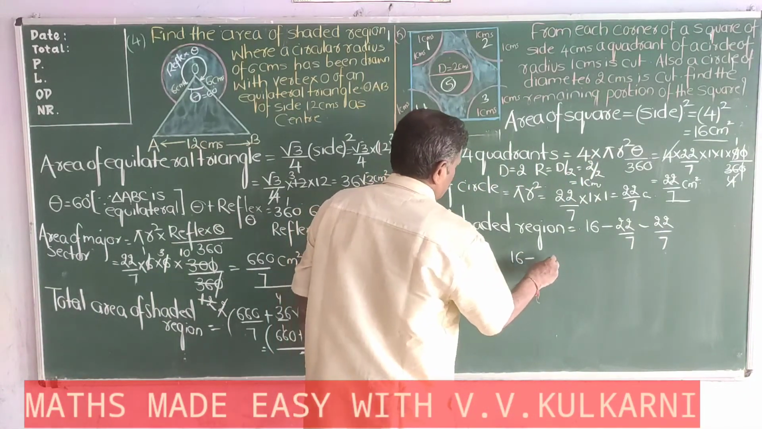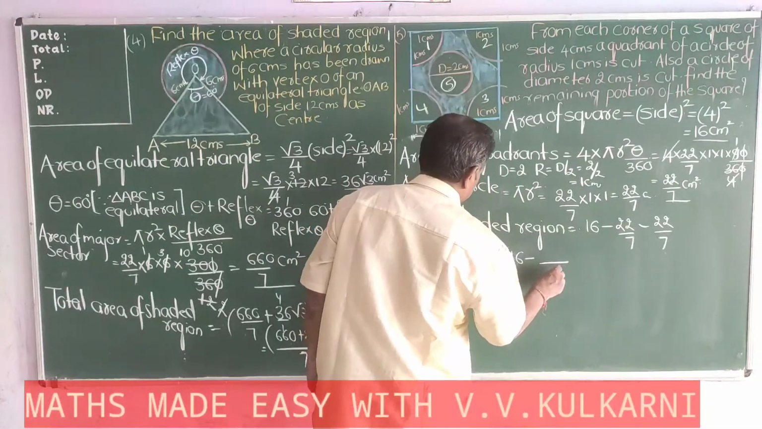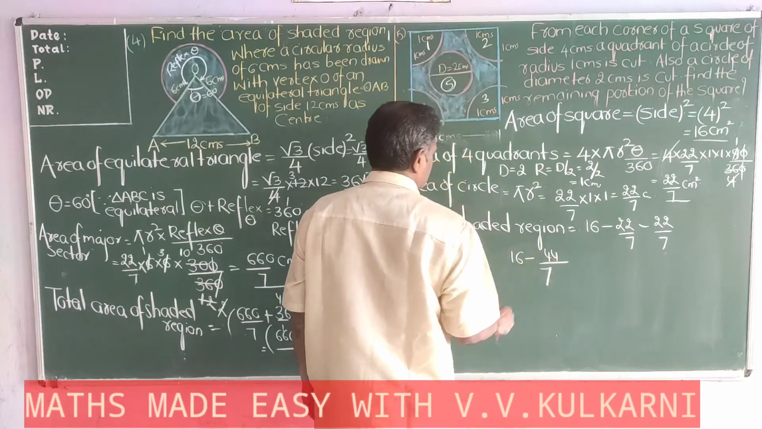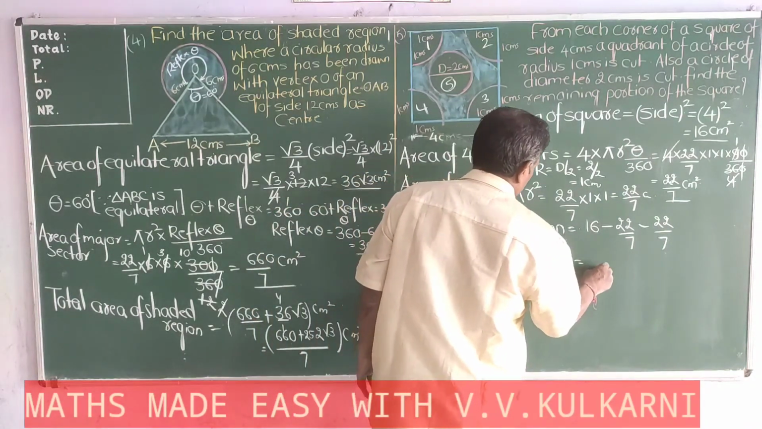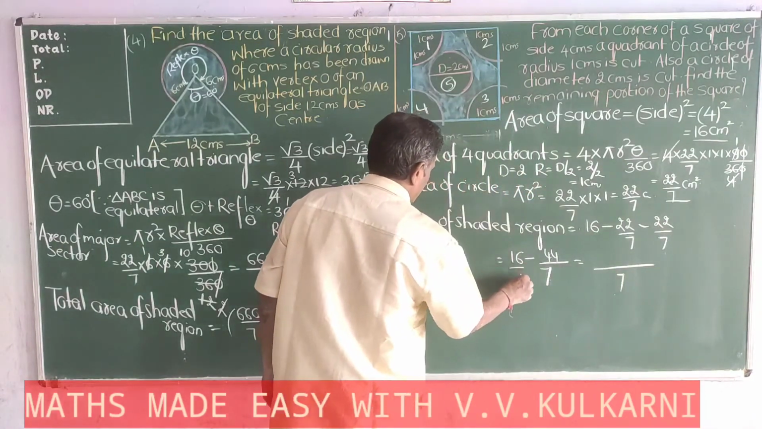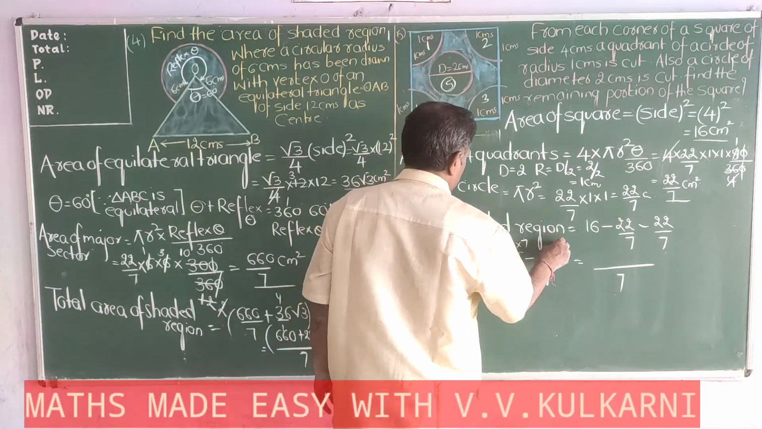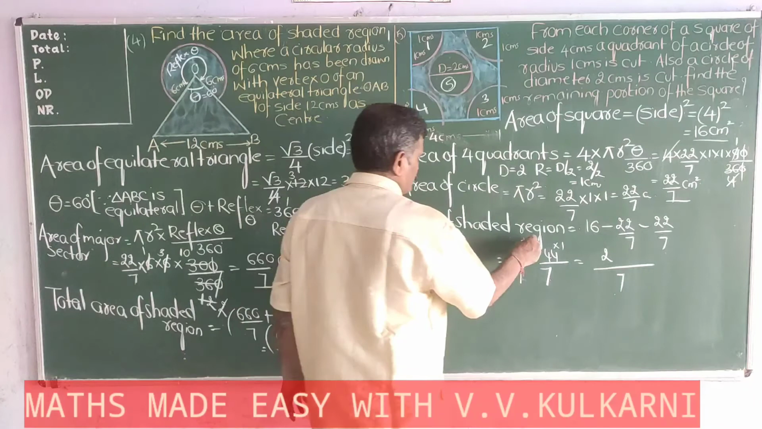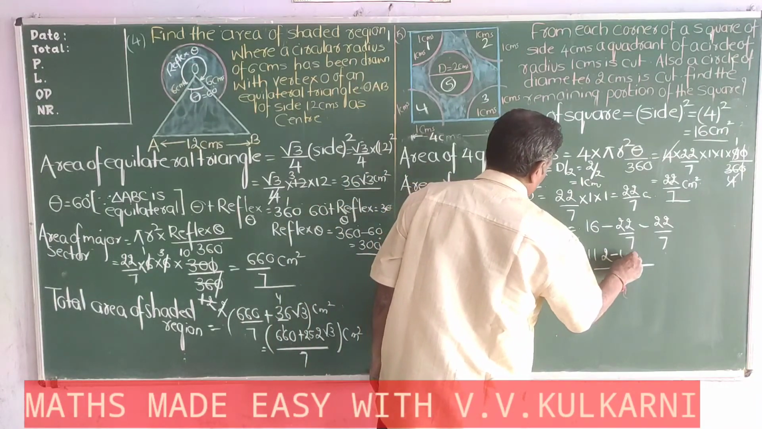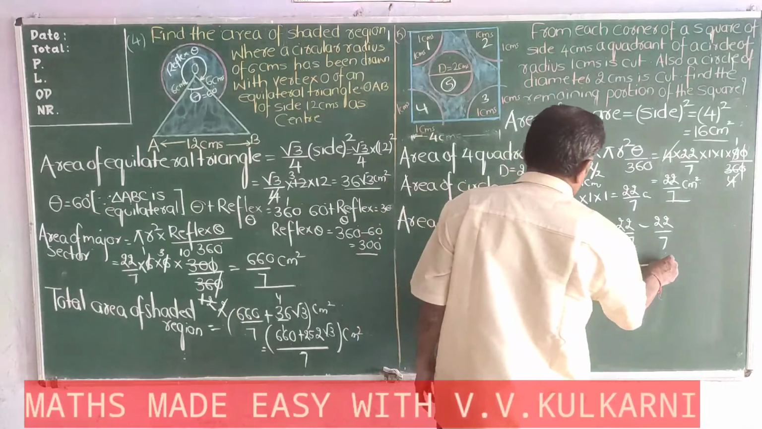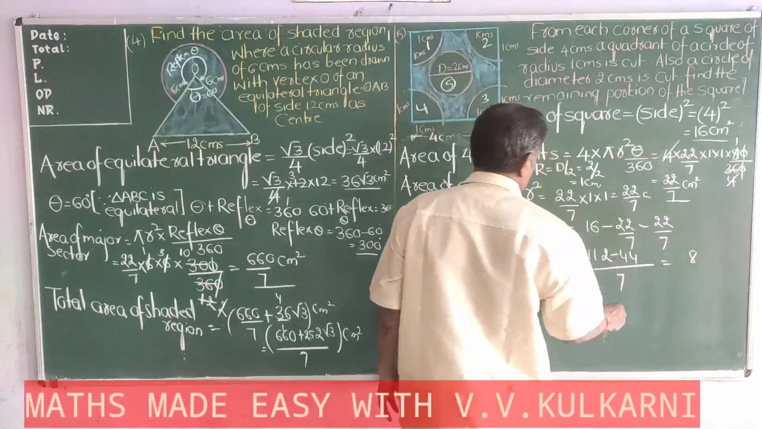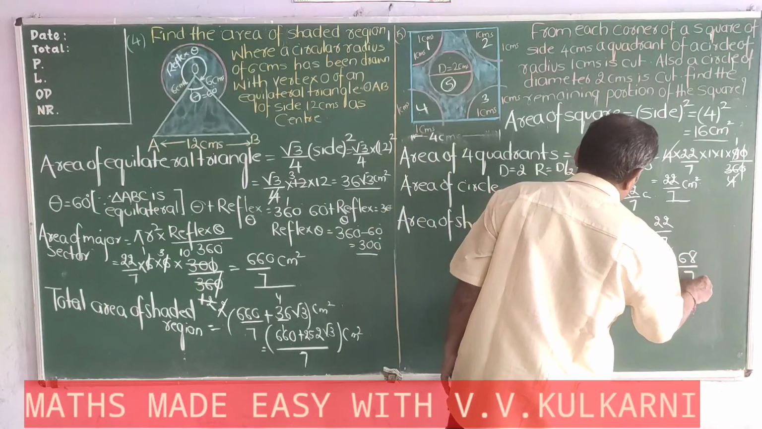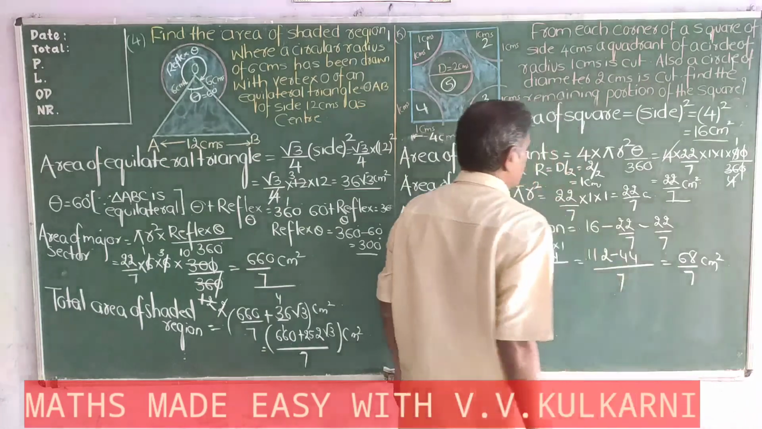16 minus this, 7 if I take the LCM, then that is 44. So let us solve it here. Into 7 and this is into 1. 16 into 7, 7 6s are 42, carry 4, 7 1s are 7 plus 4 is 11, so 112 minus 44. If you solve it, 12 minus 4 is 8, 12 minus 4 is 8, and 10 minus 4 here is 6. So 68 by 7 square centimeter is the area of this shaded region.